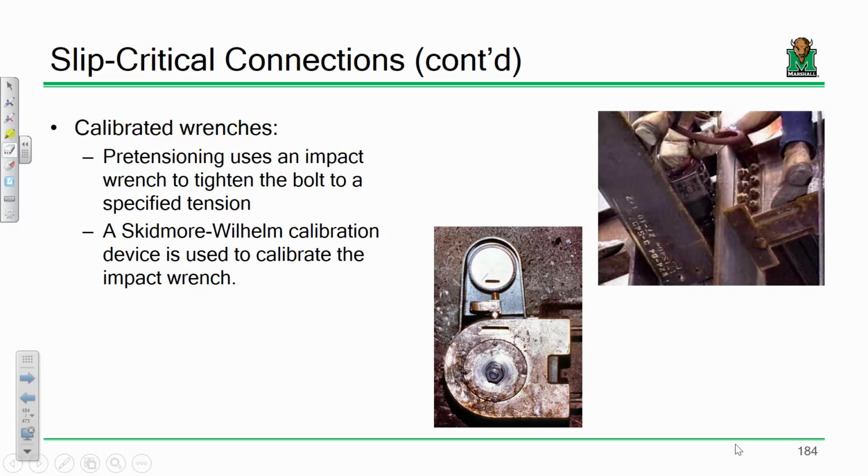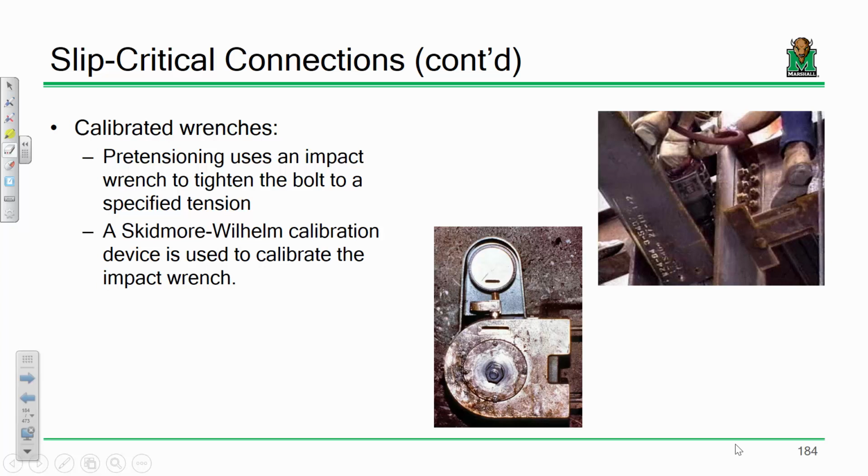If they're ever using a calibrated wrench on the site, you'll probably see one of these. Did you happen to see one of these on site? They might have had it in the back or something, I don't know. This is what's called a Skidmore-Wilhelm. Basically, if you want to describe what a Skidmore-Wilhelm is, it's like a super duper hyper accurate bathroom scale.